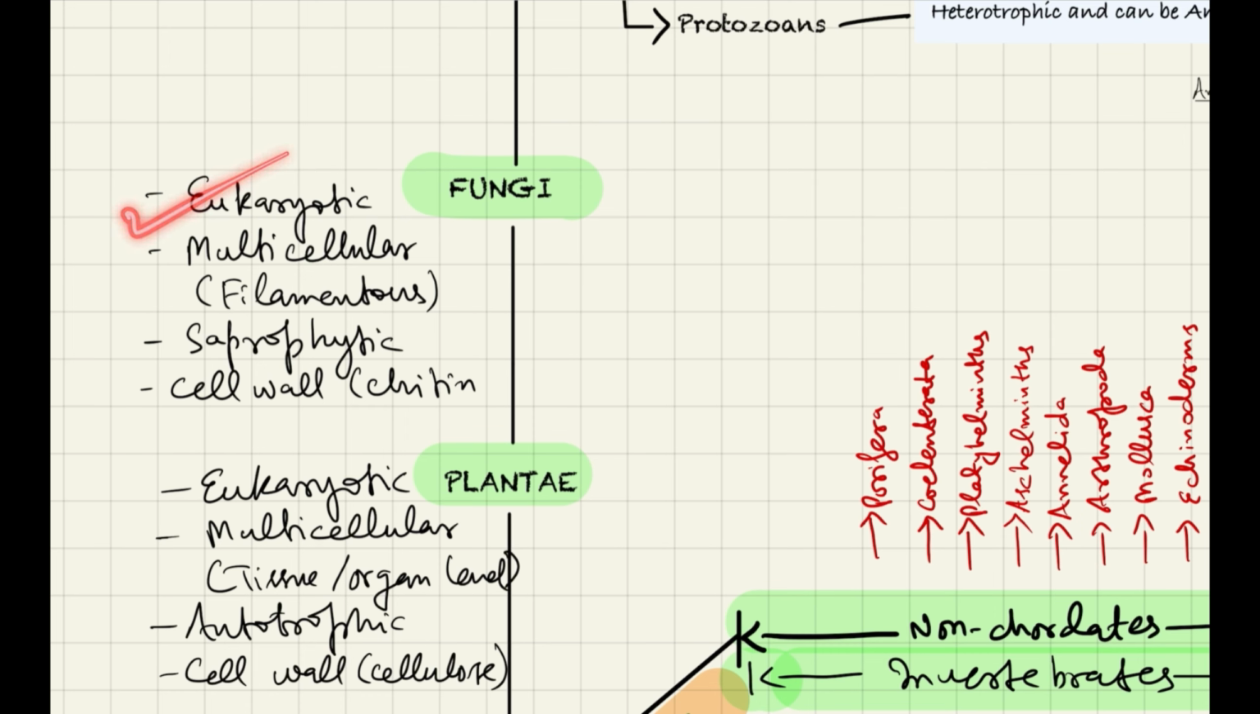These are eukaryotic but the first multicellular organisms, though basic multicellular, means filamentous form. There are hyphae, and they are saprophytic, means feeding, they are actually absorbing the food, which is a type of heterotrophic nutrition. Then the cell wall is there, which is made up of chitin.